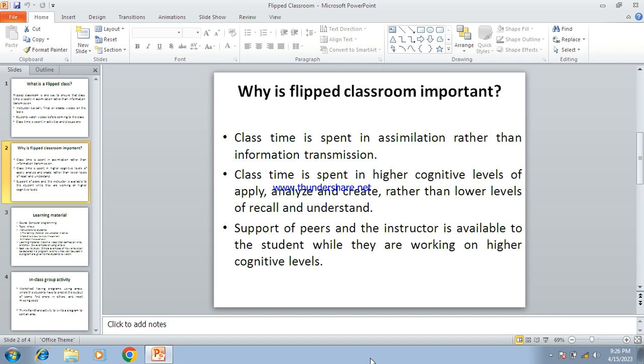And third, the support of peers and the instructor is available to the student while they are working on these higher cognitive levels. So, if there is a doubt, or if there is some clarification, or if there is some misconception that needs to be corrected, all of that can happen while the student is working on this problem or on these activities which are targeting the higher cognitive level.